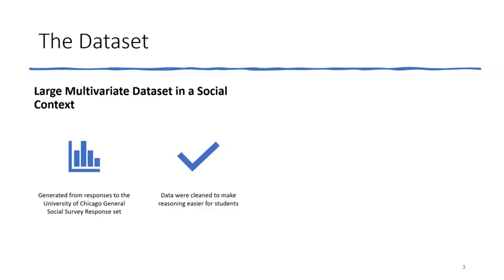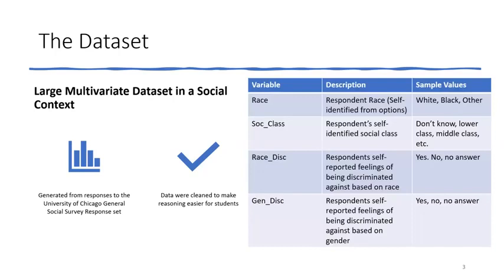And to help with demonstration purposes, I've pre-selected some variables that lead us into a question. And the variables that I selected were race, social class, race discrimination, and gender discrimination. And this leads us to a question of does the respondent's race make them more likely to self-report feelings of discrimination? So now let us see what that looks like in CODAP.